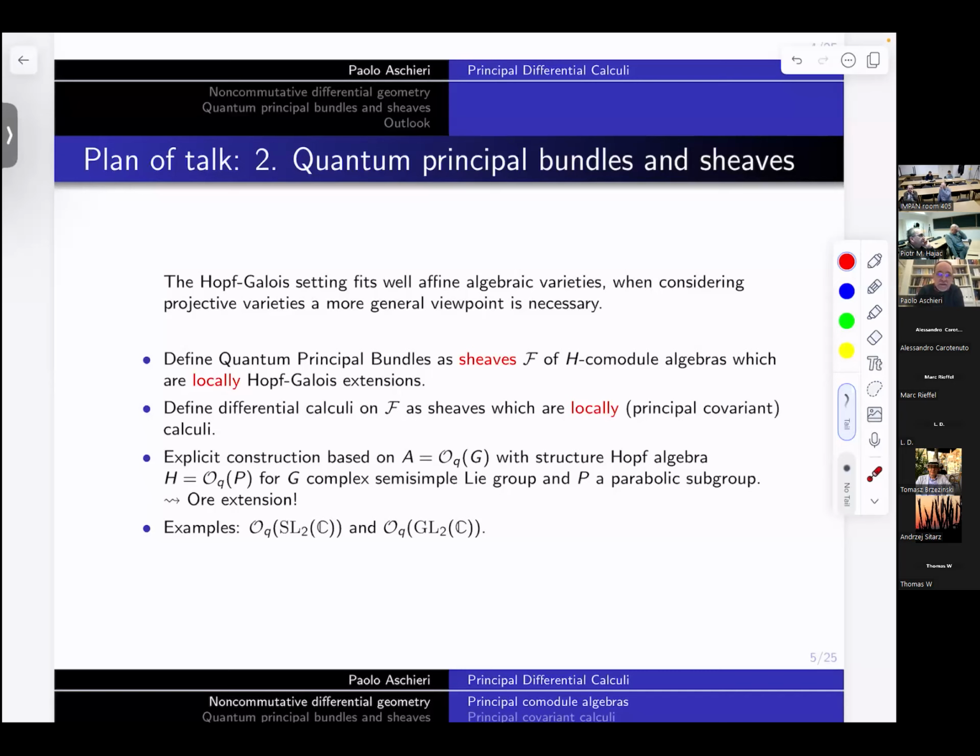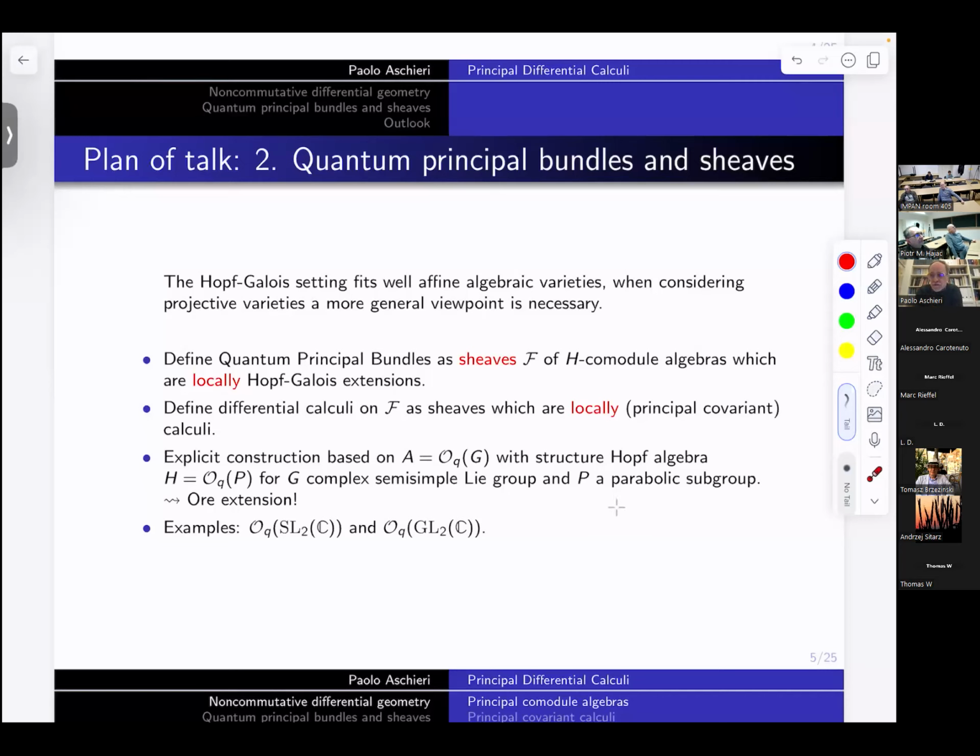Well, this is a well-known problem. The natural way to go is to go locally and patch together locally trivial bundles in the classical case, or, said in slightly more general terms, to use sheaves of algebras and of comodule algebras. And that's what I will discuss. Based on such construction, I will discuss the construction of differential calculi on such sheaves describing non-commutative principal bundles on projective varieties, and in general also on affine varieties.